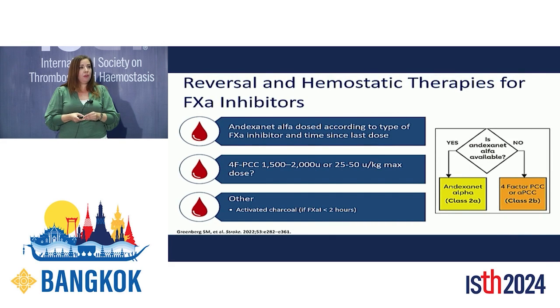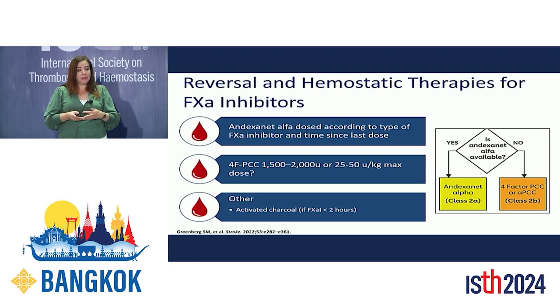For factor 10A inhibitors, of course, andexanet alfa is approved in many countries, including Canada, where it's not yet available in hospitals, but it's coming. And andexanet is dosed according to the type of factor 10A inhibitor that was taken and the time that it was taken since the last dose.